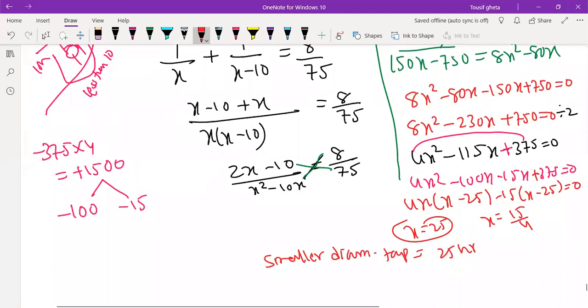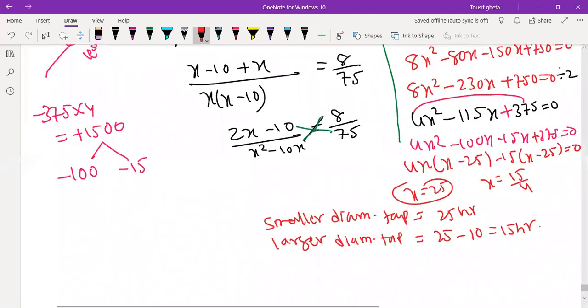So smaller diameter will take 25 hours. Larger diameter tap will take 25 minus 10, that is 15 hours. Now another doubt. Very good. So this is 25 hours, this is 15 by 4. Both are positive. Why are you taking just 25? Why are you not taking 15 by 4? Why are you not considering this part? Do you have any idea why you are not considering the other positive?